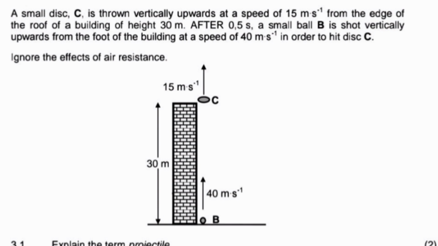So we are having this question. It is saying a small disk C is thrown vertically upwards at the speed of 15 meters per second from the edge of the roof of a building of height 30 meters. After 0.5 seconds, a small disk B is shot vertically upwards from the foot of the building at a speed of 40 meters per second in order to hit disk C. And they said ignore the effects of air resistance.